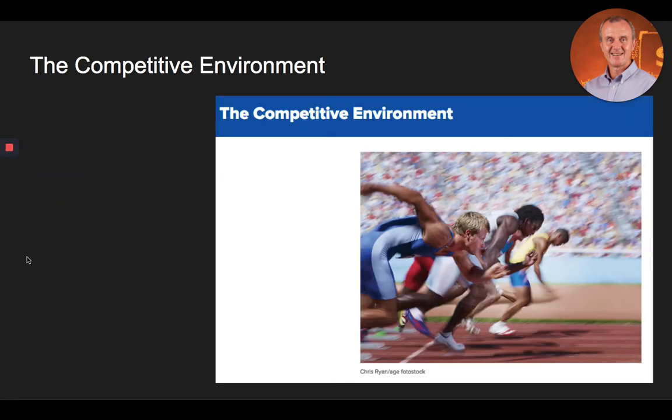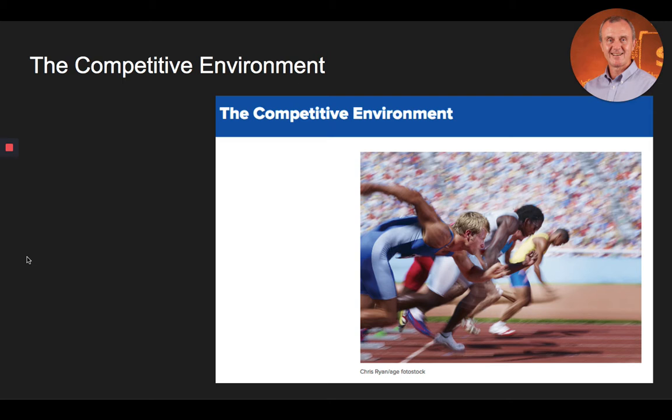Let's talk about the competitive environment for the organization. Another reason why strategic decisions are exciting and complex is because they occur in a competitive environment. This is one of the main sources of uncertainty that firms face. Firms compete for customers, for talented employees, and for financial and other resources in various markets.